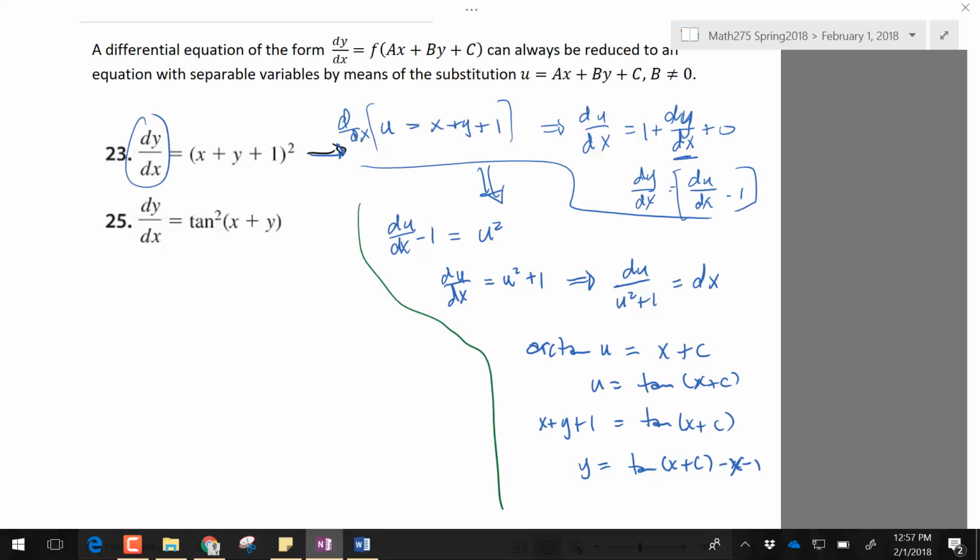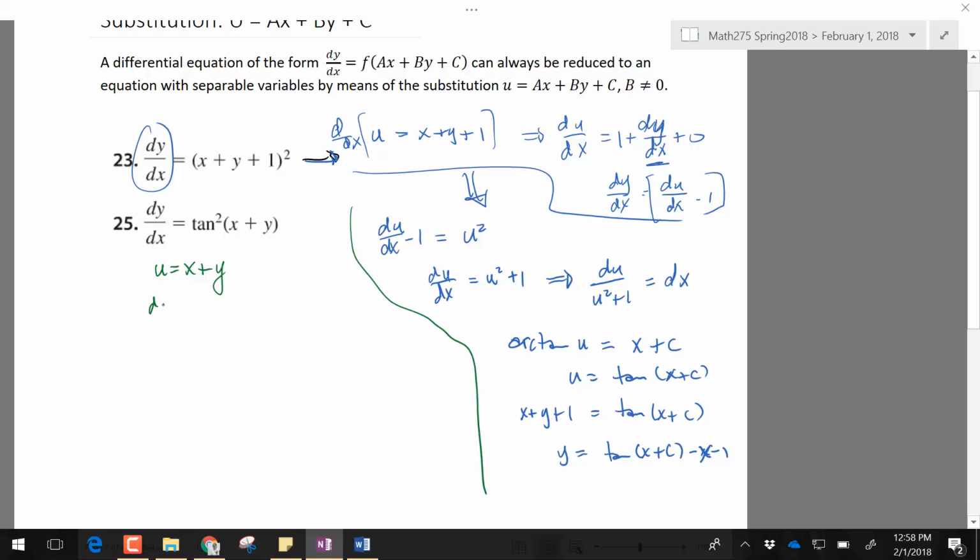So let's see if we could do this one real quick. They say b is not equal to 0. I think maybe if a was equal to 0, then it's also not needed. I mean, you don't need to do this substitution. But c can equal 0. In this case, c is equal to 0.